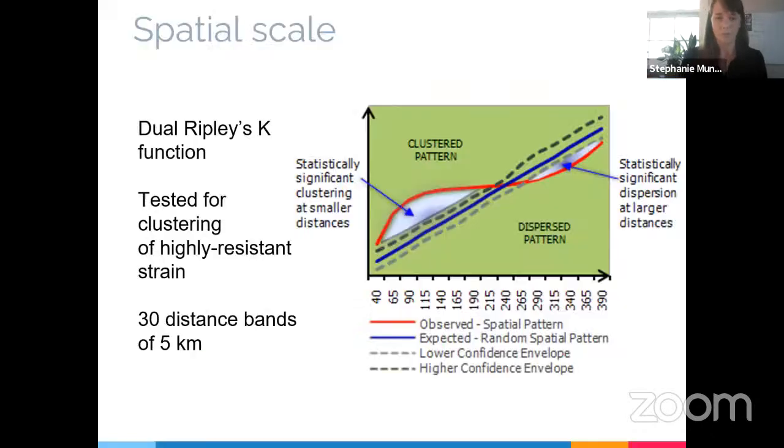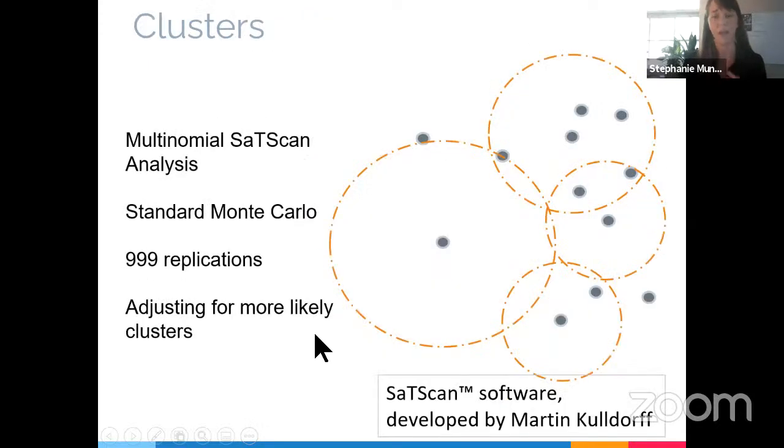So for the methods for this project, I first used a dual Ripley's K function to assess for clustering in the resistance genotype frequencies across sites. I ran this across 30 distance bands of 5 kilometers each. I also identified clusters using a multinomial SaTScan approach, adjusting for more likely clusters. This basically builds concentric circles around each site and then compares the probability of finding a particular version within that circle compared to outside of that circle.